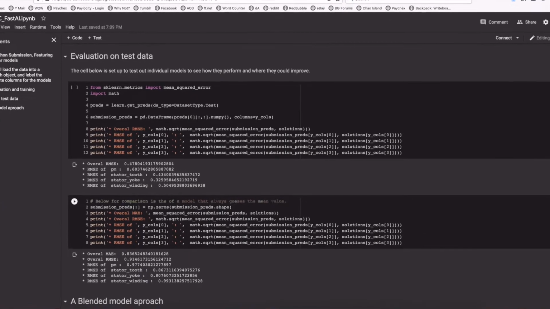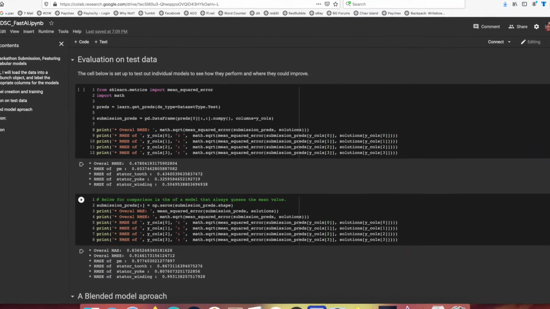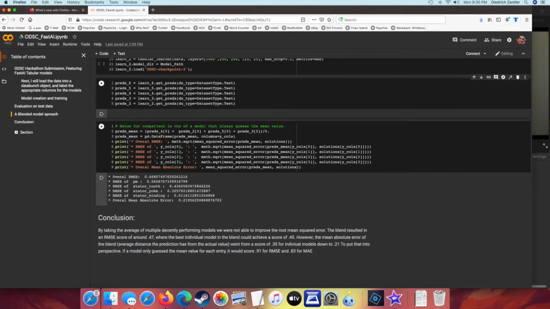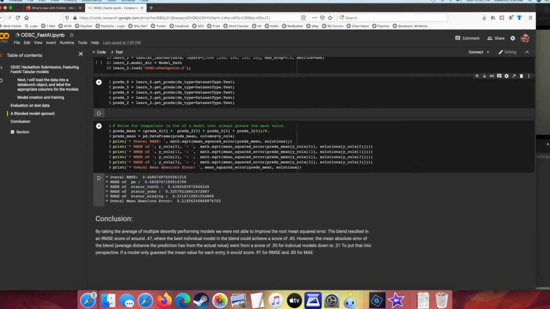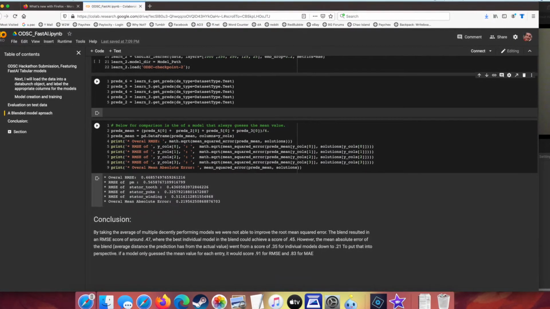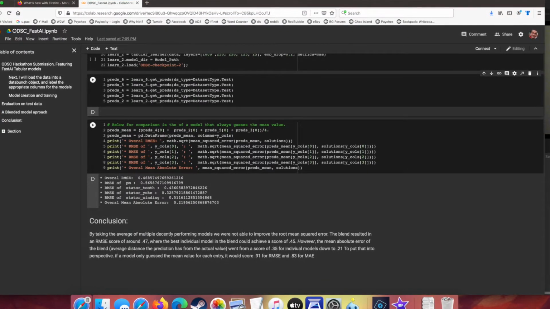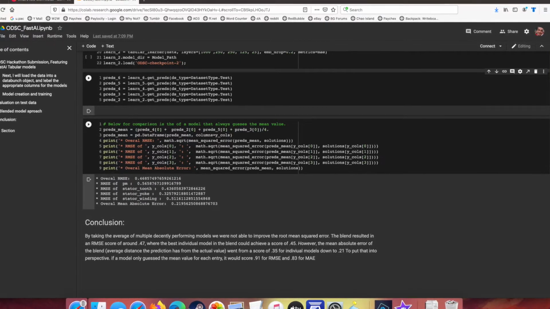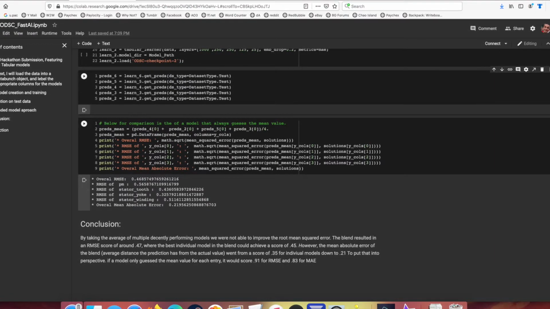The goal of this notebook is to create a blend of models which, when they have their predictions averaged, produce a decent score. Blended results had a root mean squared error score of 0.47, where the best individual model in that blend was able to achieve a score of 0.45. However, the mean absolute error of the blend, or average distance of the prediction from the actual value, went from a score of 0.35 for individual models down to a score of 0.21.